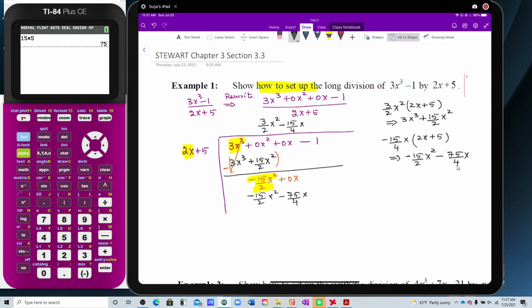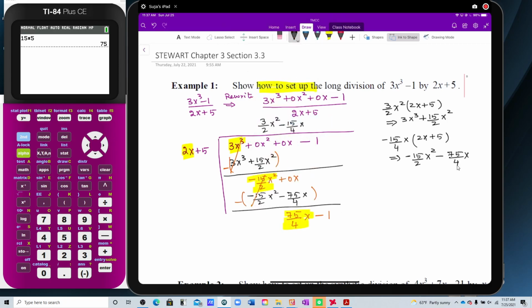And again, I'm going to subtract it. So it's the minus of this whole quantity, which makes this negative 15 over 2 plus 15 over 2 disappear. 0 plus, so this would become a 75 over 4x. Now bring down the 1, so minus 1. Again, repeat the same process. Now looking at 75 over 4x and the 2x.